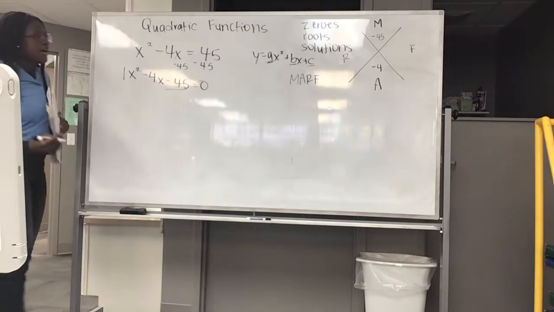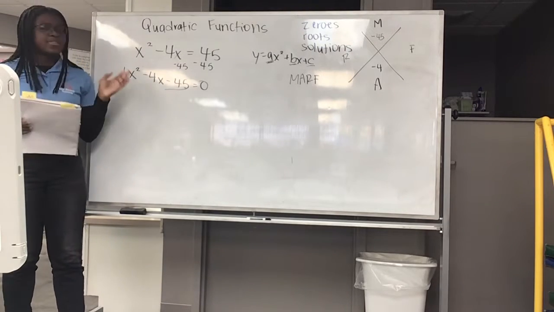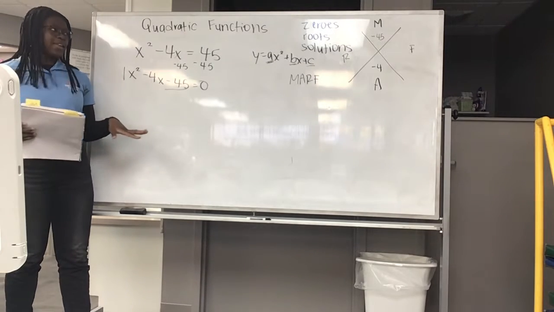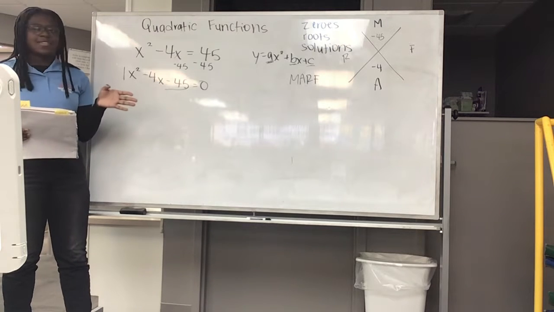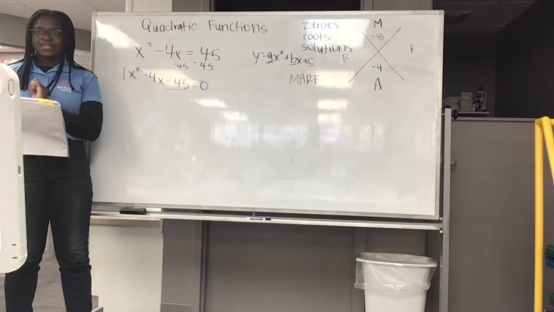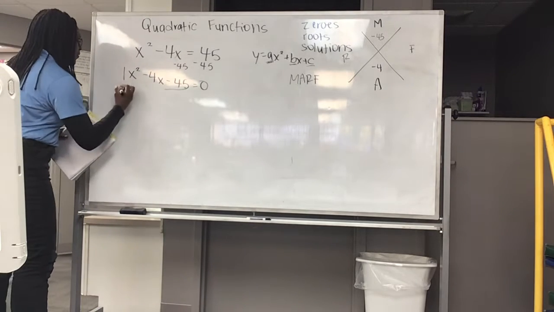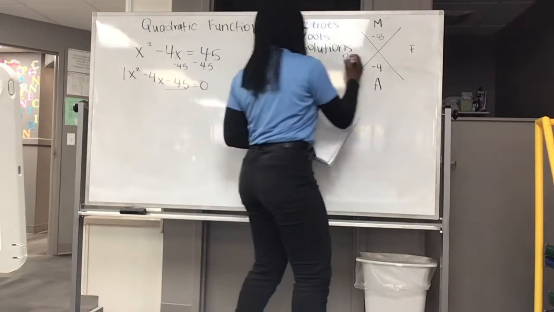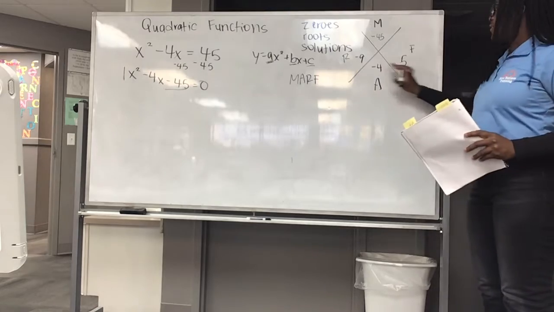But what we do, first we have to think of two numbers that multiply to negative 45 and add to negative 4. So can anyone think of two numbers that multiply to negative 45 and add to negative 4? Yeah. So my two numbers are negative 9 and 5. I'll write them over here in my little x thing.